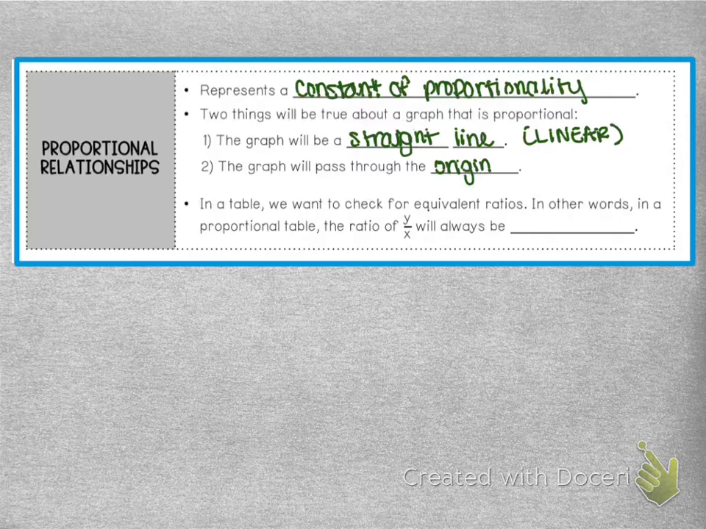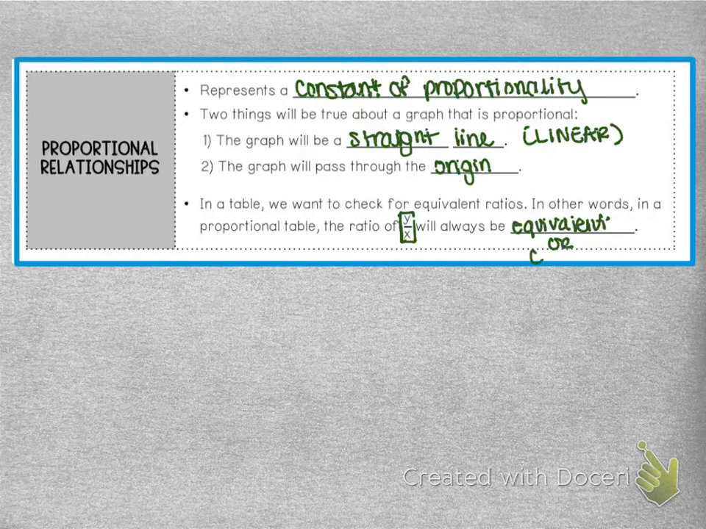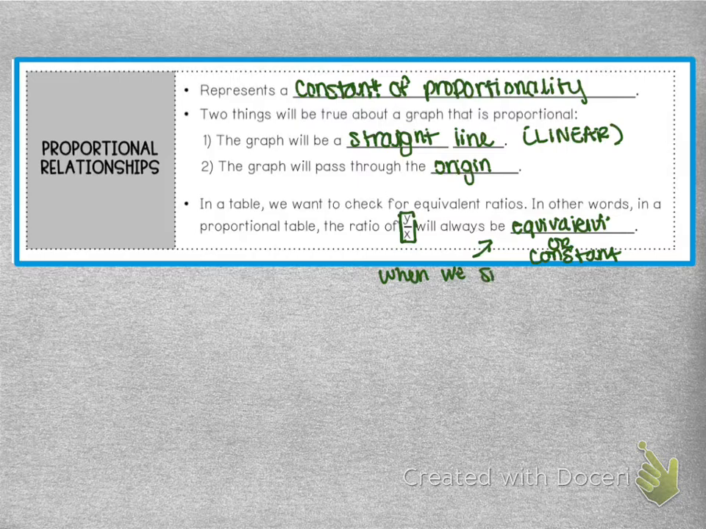In a table, we want to check for equivalent ratios. In other words, in a proportional table, the ratio of y over x will always be equivalent, or constant, which is why it's called constant of proportionality. And that's when we simplify. And then what's not on here is, of course, our equations. A proportional relationship equation is y equals kx.